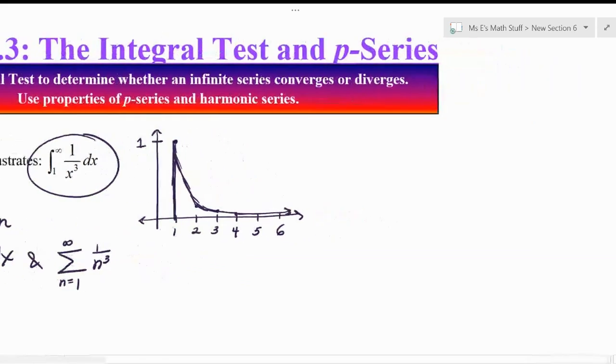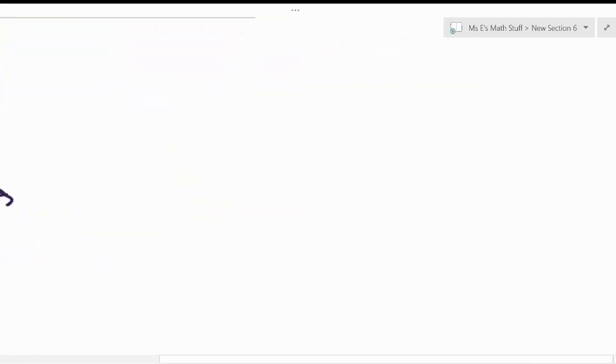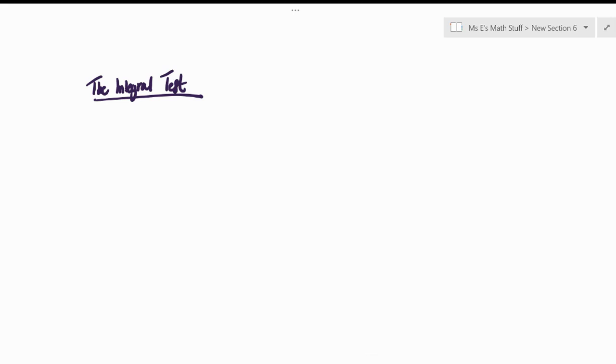Okay, getting started here. Let's talk about the integral test. We'll talk about it on a theoretical level. First, let's make sure you're okay with the argument behind it. There are conditions that the function rule you're dealing with would have to meet. And so here are the conditions.